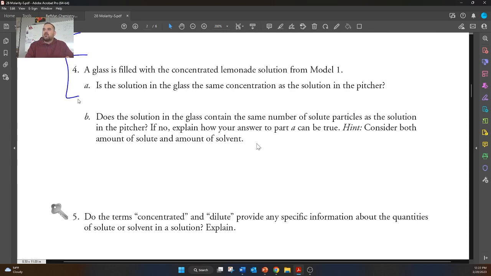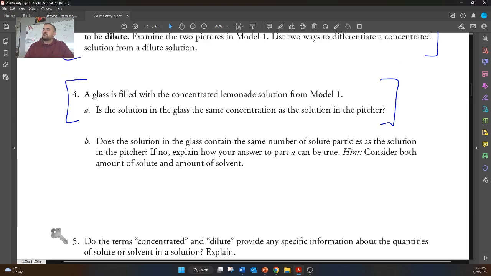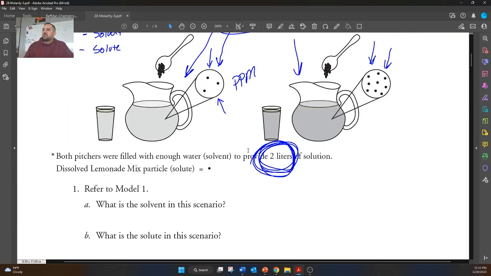Could somebody read 4A for us, please? A glass is filled with the concentrated lemonade solution from Model 1. Is the solution in the glass the same concentration as the solution in the pitcher? All right, so let's take a look over here. So here we have our glass, and then here we have our pitcher. Do they taste the same, or do they taste different? All right, this cup and then this pitcher. Do they taste the same or different? Same. They're going to taste the same.